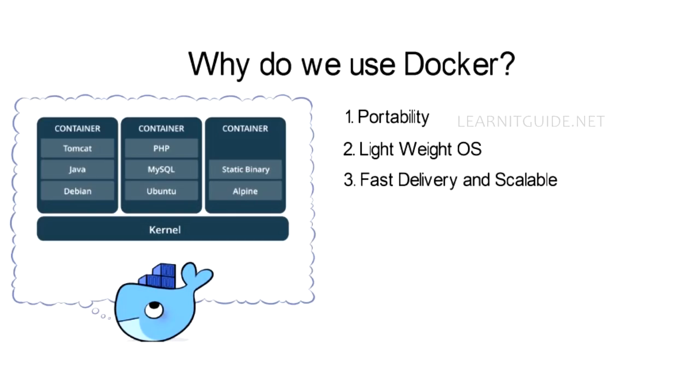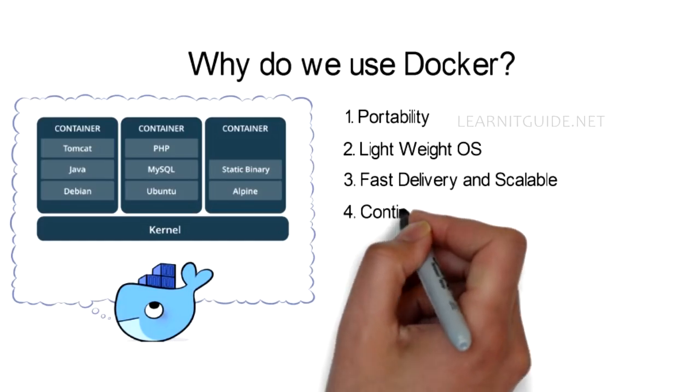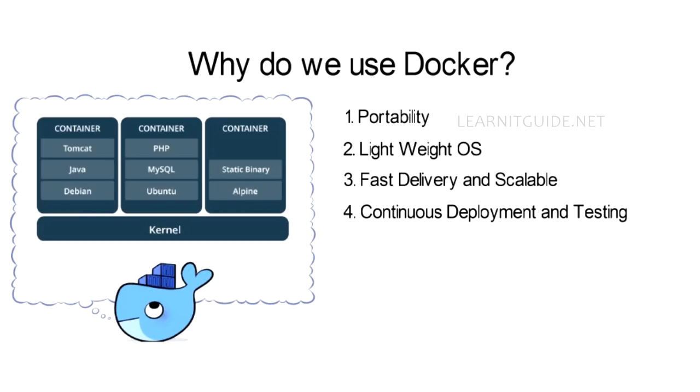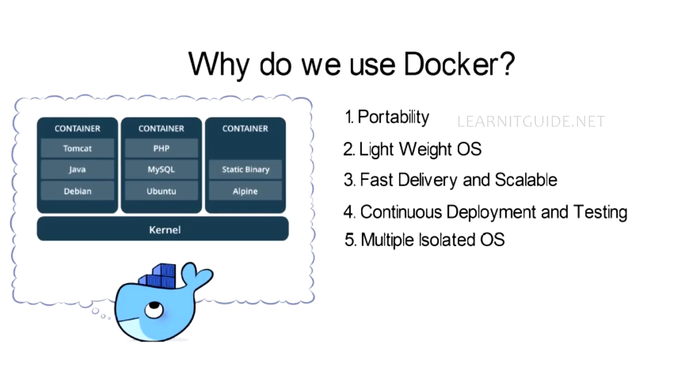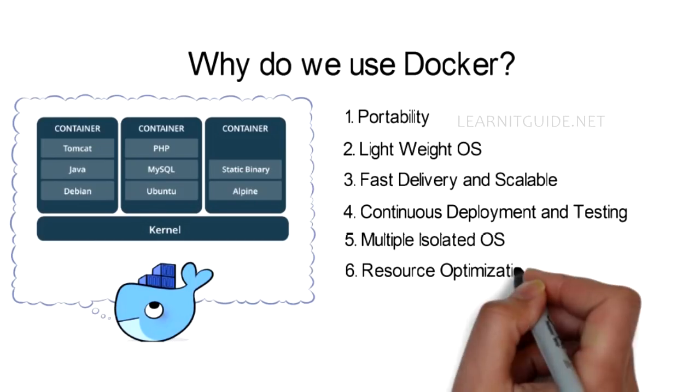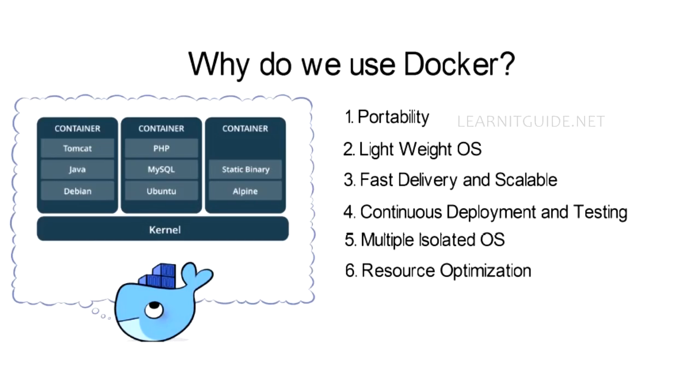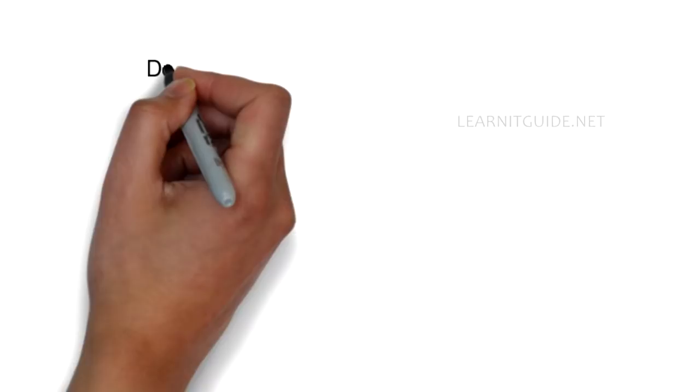Fast delivery and scalable. Docker containers are pretty lightweight, so they can be deployed faster and they are very easily scalable. Docker is used for continuous deployment and testing. With the help of containers, it becomes easier for teams across different units, such as development, QA, and operations, to work seamlessly across the applications. Docker also provides you the ability to run multiple isolated OS on a single host. Docker enables you to utilize the maximum resources and reduce the resource wastage of your hardware.